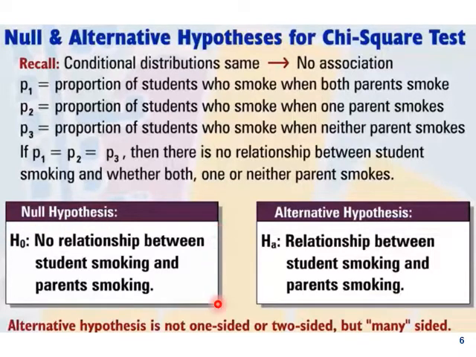The null hypothesis of chi-square always states that there is no relationship, and the alternative hypothesis is that a relationship is there. The alternative hypothesis is not one-sided or two-sided but many-sided. But we will understand this in detail.